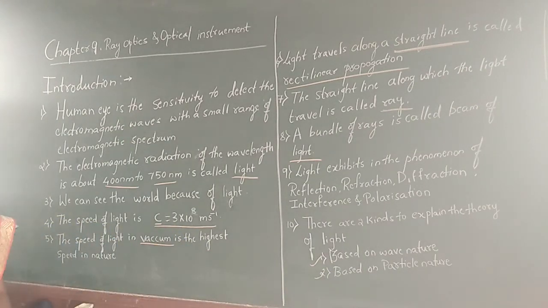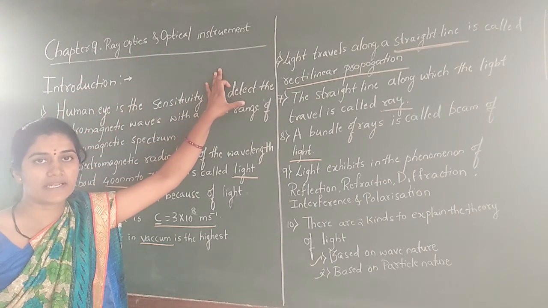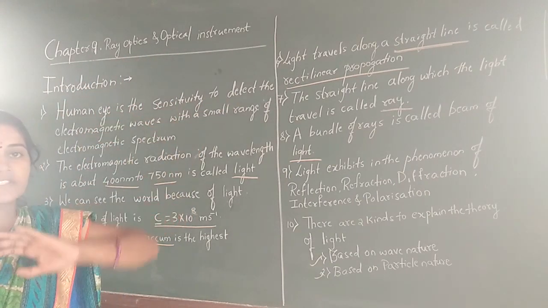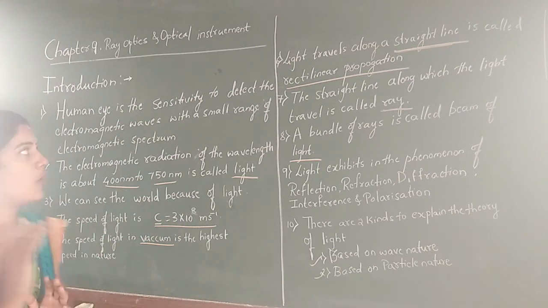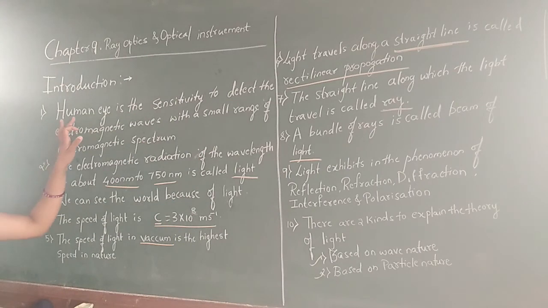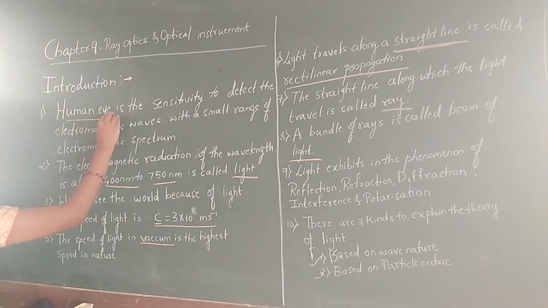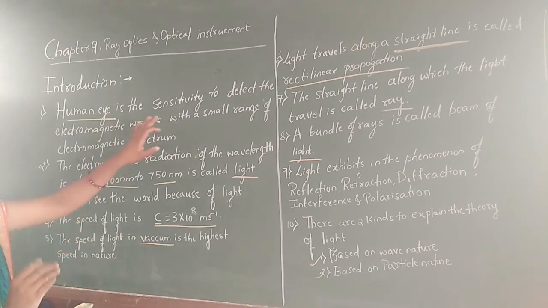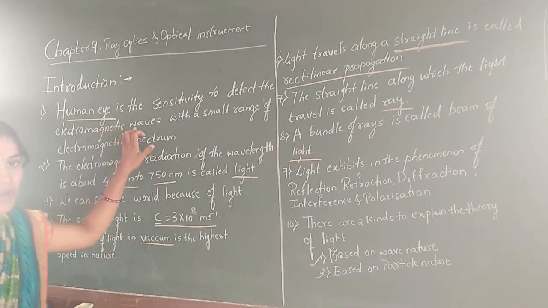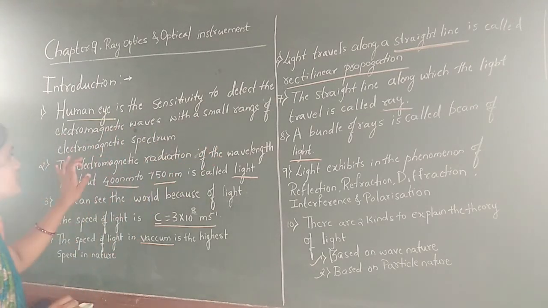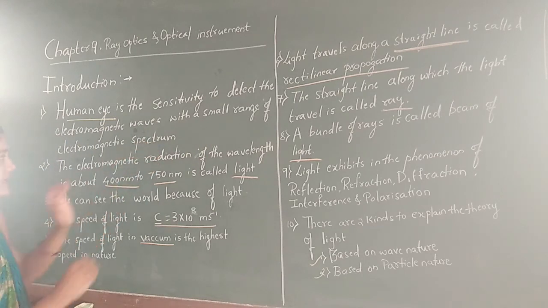Good morning. Today we are starting chapter 9, that is ray optics and optical instruments. Here we have to study the introduction part of ray optics and optical instruments. First, we are studying our human eye. The human eye is very sensitive to detect electromagnetic waves within a small range of the electromagnetic spectrum.